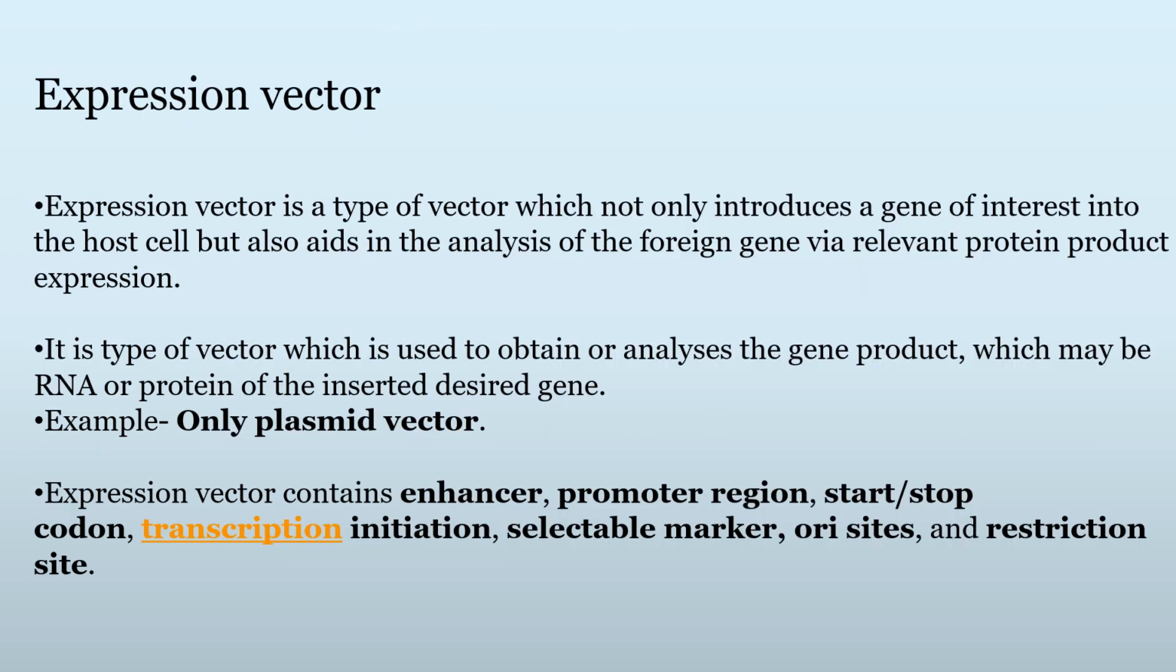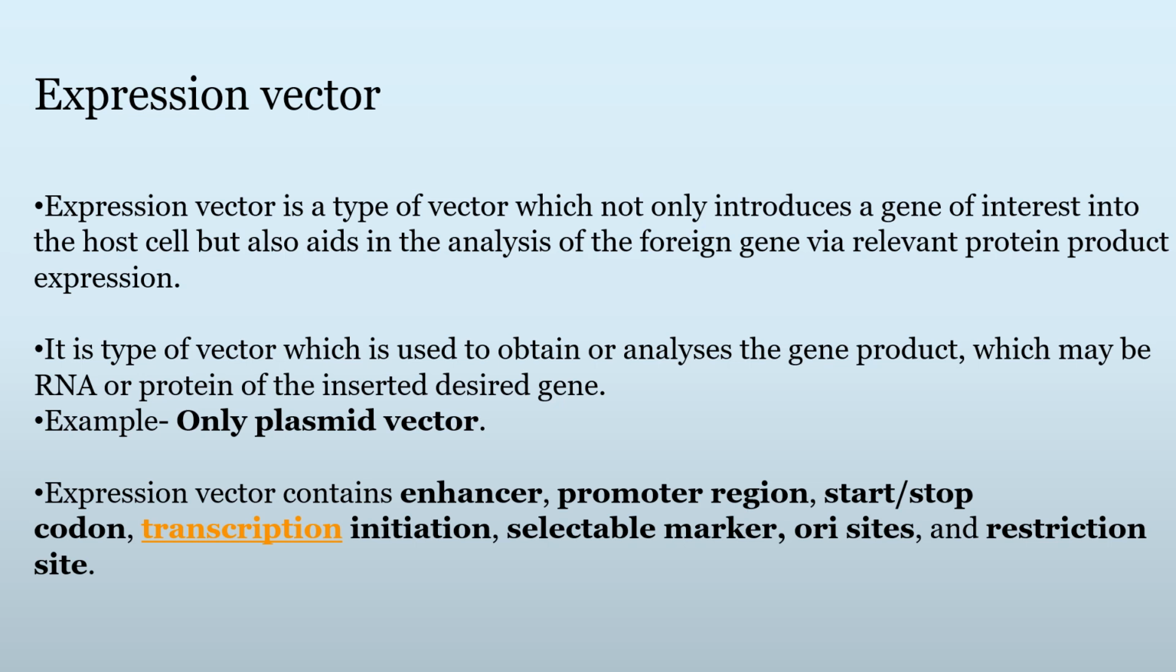Expression vector. An expression vector is a type of vector which not only introduces a gene of interest into the host cell, but also aids in the analysis of the foreign gene via expression of the relevant protein product. It is used to obtain or analyze the gene product, which may be RNA or protein of the inserted desired gene. Example, plasmid vector. An expression vector consists of enhancer, promoter region, start-stop codon, transcription initiation, selectable marker, ORI sites, and restriction site.